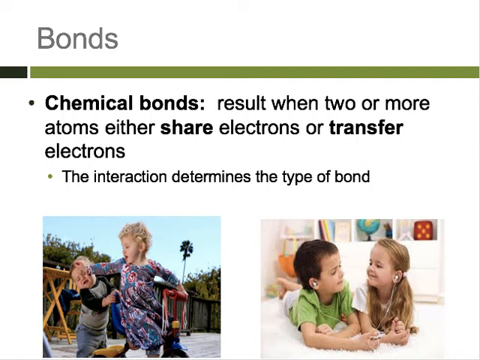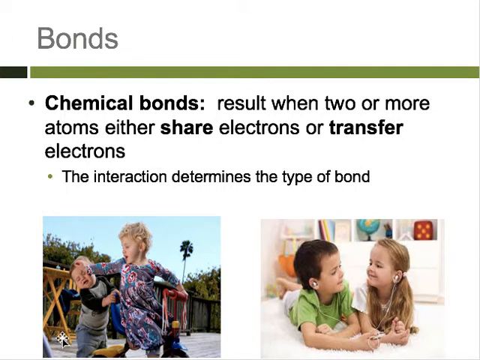Hey everybody, today we're going to be talking about different kinds of chemical bonds. A chemical bond is when you have two atoms that are either going to share electrons between the two atoms, or the electrons are going to be transferred from one atom to another atom.